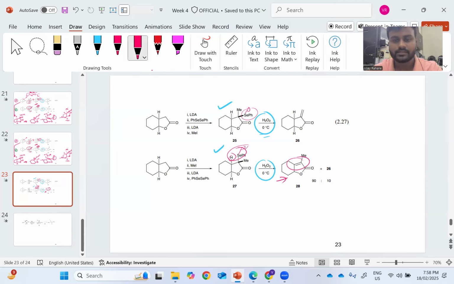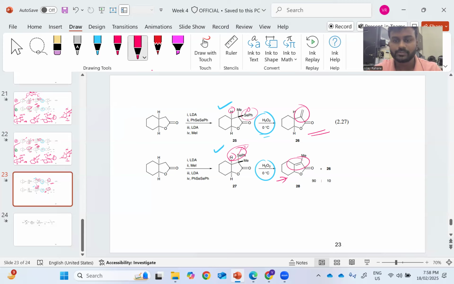And in this one, you can also see that the SePh and the hydrogen are not in the same plane. That's why it will look for another hydrogen. The other hydrogen comes from this methyl group, which obviously has the alpha hydrogen. So the hydrogen gets abstracted, followed by the elimination and olefin formation.